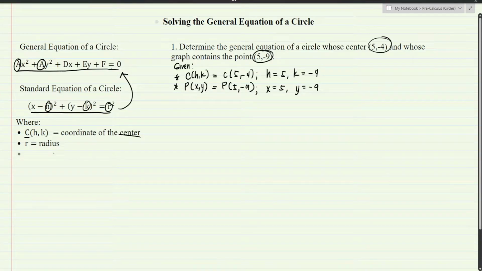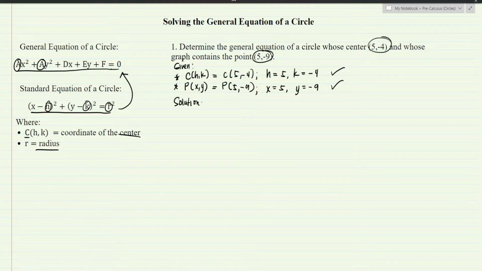Looking at our given, we do not have our radius yet. So in order for us to solve for the radius, we will just need to substitute these 2 points here in the standard equation so that we can solve for the radius of the circle. So for the solution, I will have my standard equation x minus h squared plus y minus k squared equals r squared. Plugging in h, k, x, and y, I would have 5 minus 5 squared plus -9 minus -4 squared equals r squared.